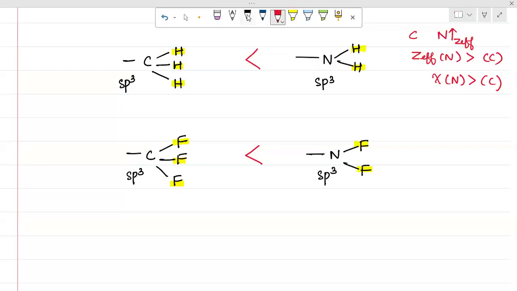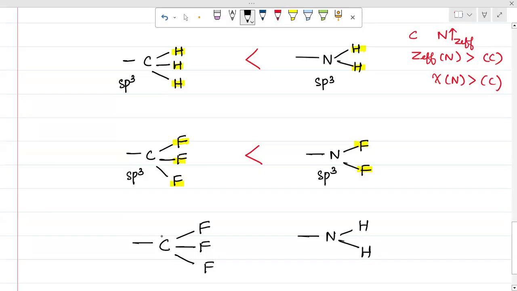All right. Now, pay attention. I have CF3 with NH2. Okay. So here you cannot compare the central atoms. Why? Because the end atoms themselves are different. You can see here it is fluorines, but here it is hydrogens. So the environment changes. If the environment changes, you have to take that also into consideration.